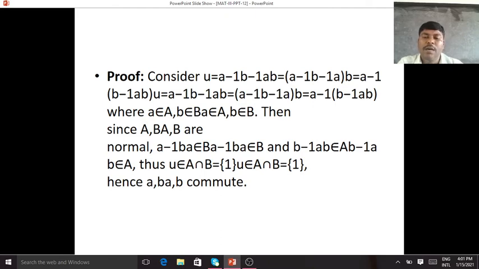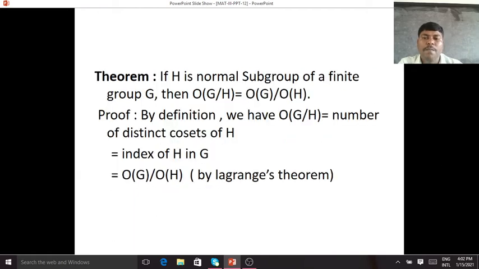Since A, B are normal, a^-1 b^-1 a belongs to B, and b^-1 ab belongs to A. Thus u belongs to A intersection B, which is equal to {1}. Hence a, b commute.